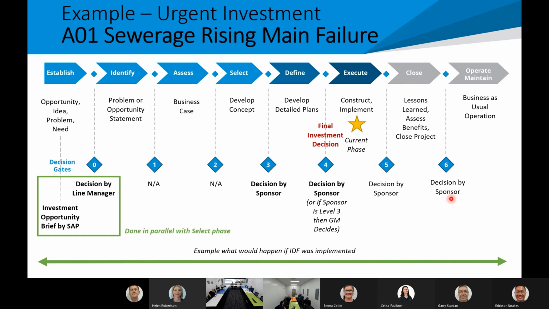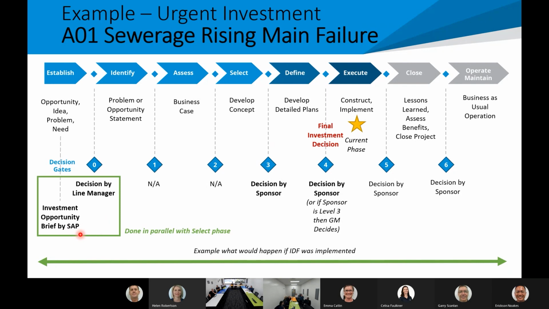Okay, then we have an urgent investment. So this is one, we've got an AO1 series rising main. We had a failure of that. We've currently got it in execute phase at the moment, sitting on the bridge abutment at the minute. So it was risk assessed. We need to do something immediately. We need to get this sorted.